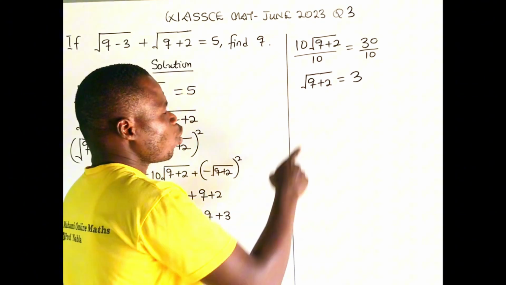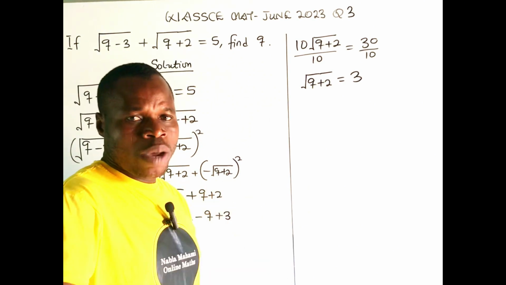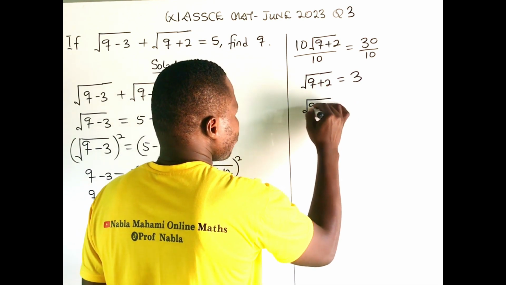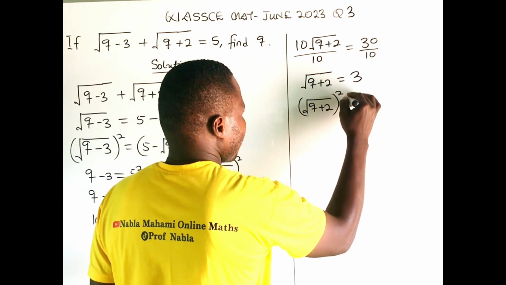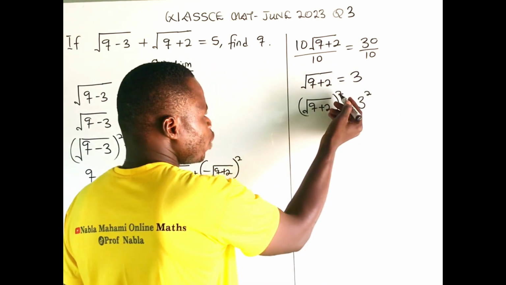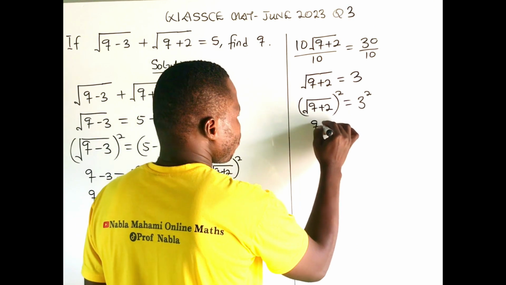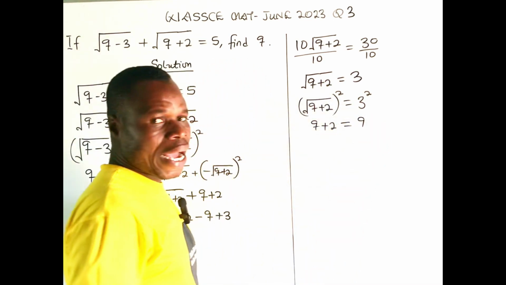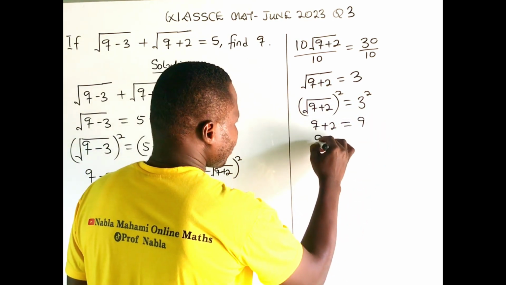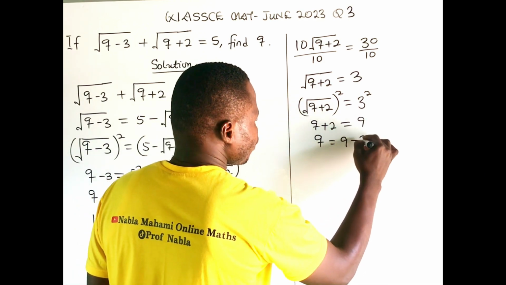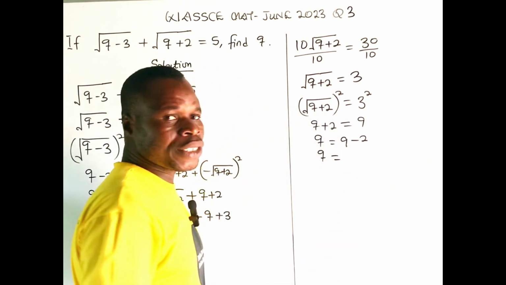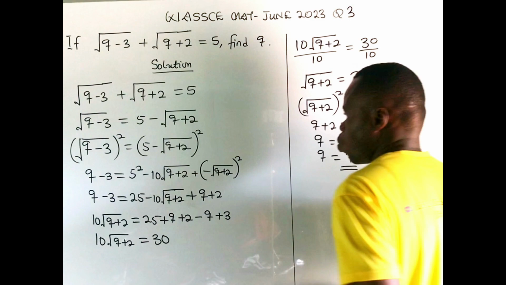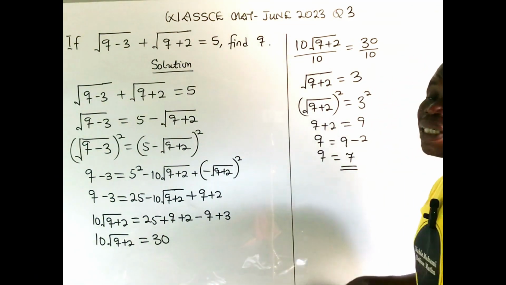The next step, we still have square root sign here. So we have to square both sides again to remove the square root sign. So I have square root of Q plus 2 all squared is equal to 3 squared. And with these two cancel the square root sign, I'll have Q plus 2, which is equal to 3 squared is 9. Then to solve for Q, I can now say Q is equal to 9. When 2 goes there, it will be minus 2. Then Q will be equal to 9 minus 2 is 7. That means that the value of Q for this particular equation is 7.